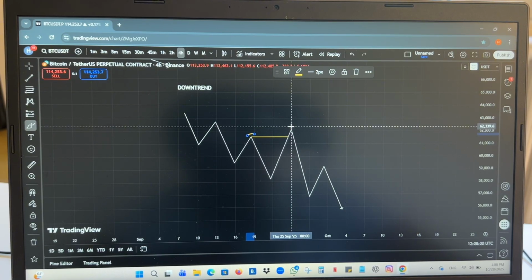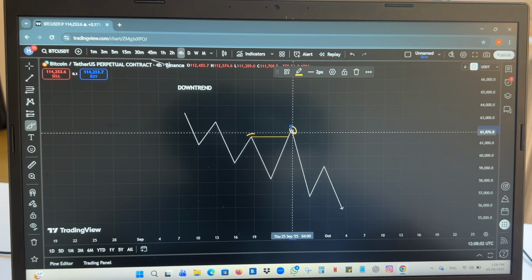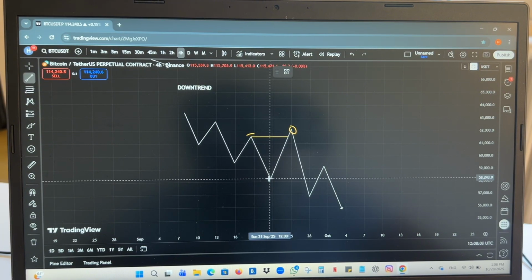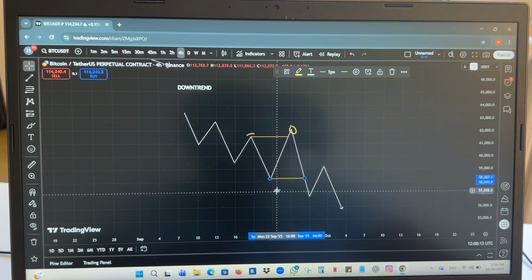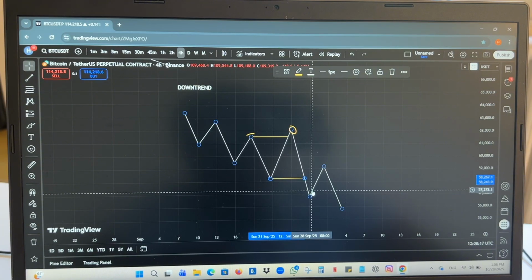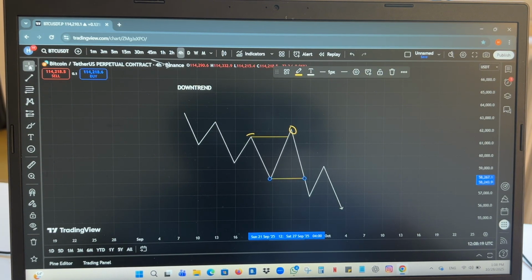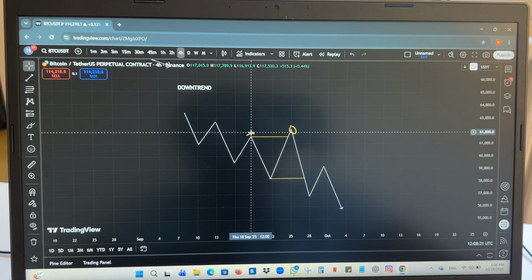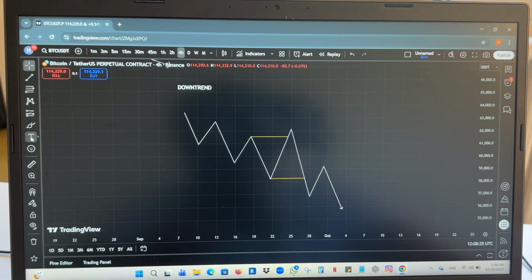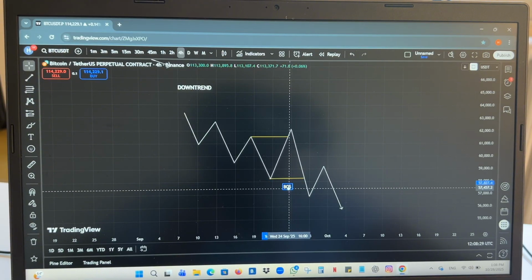So once you are here, you wait for the confirmation. The confirmation is that it needs to go past this lower low. Once the market goes past this lower low, then you can identify that this is a BOS. So what you have to do is mark the BOS. It's going to be somewhere right over here.